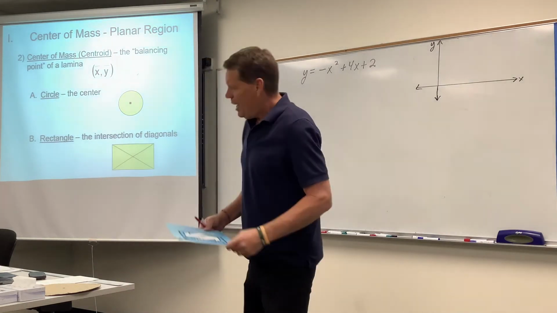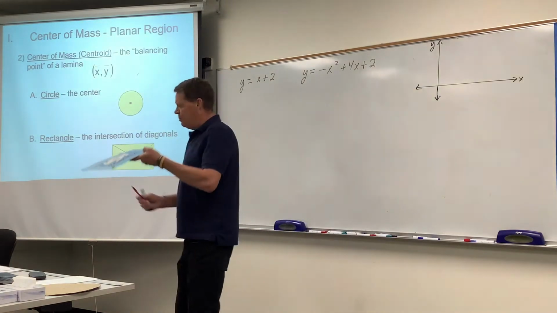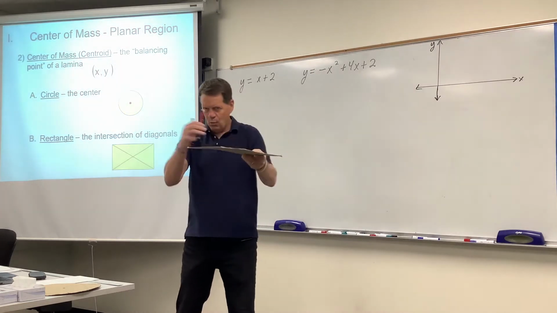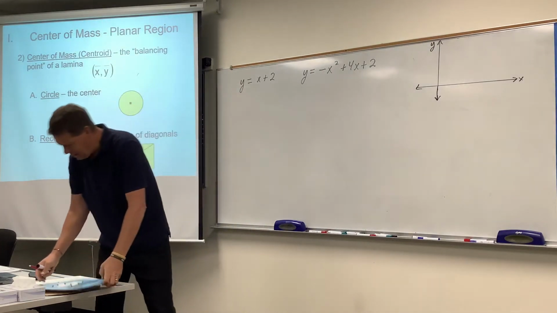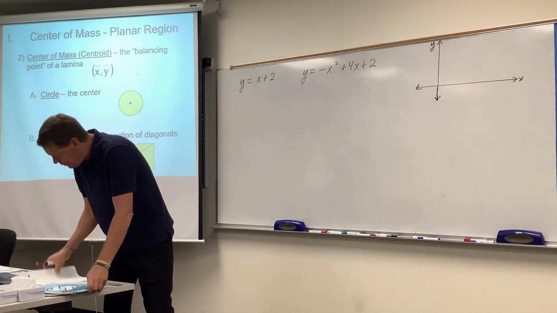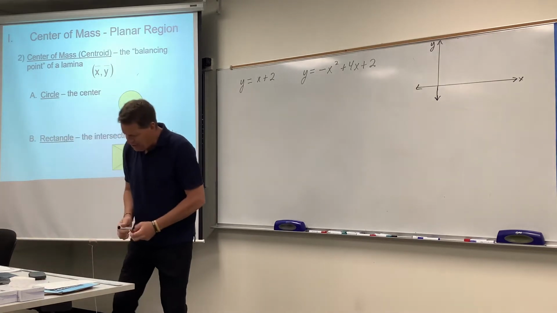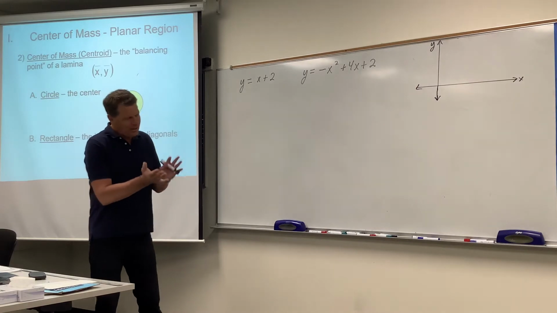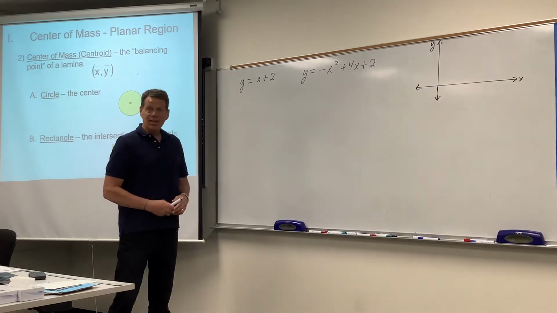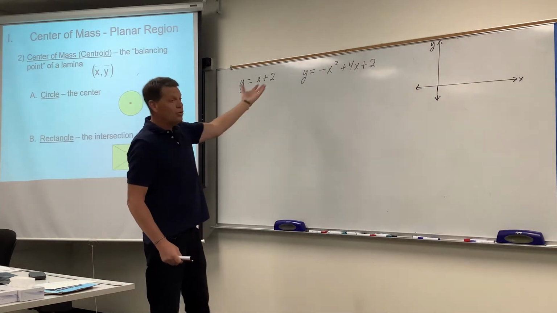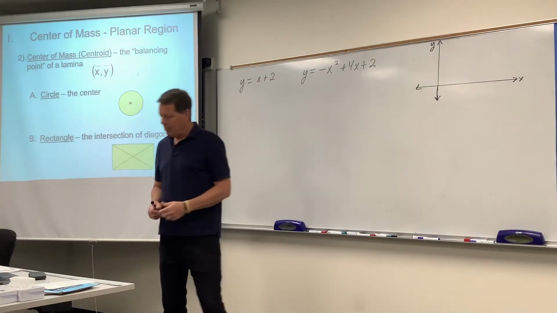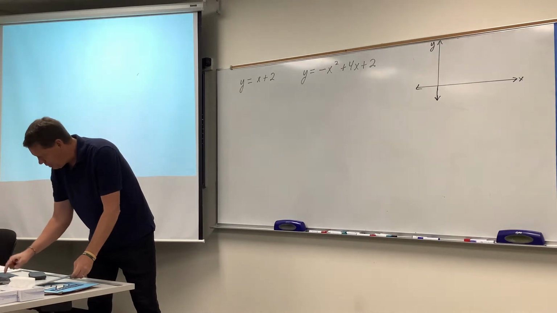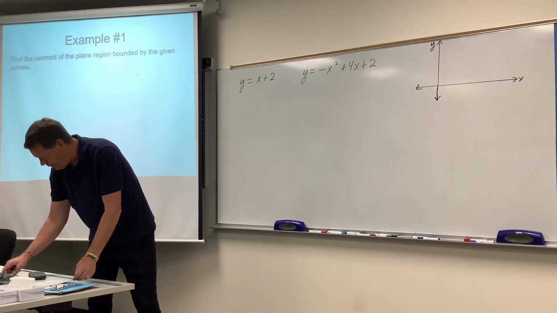But anyway, these are important points to engineers because they want to know where would that object balance? Where's the weight evenly distributed, so to speak? And so those are easy. But the question becomes, what if you had an irregularly shaped object, such as the region bounded by two functions? Where does it balance? So that's what we're working toward. So let's get a picture going of this on example number 1.